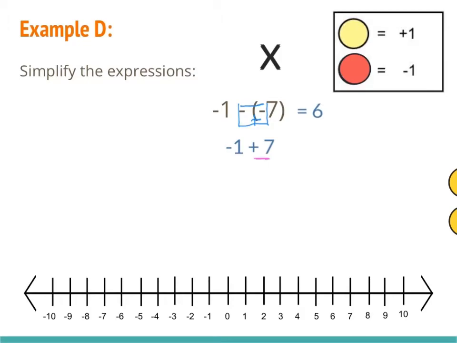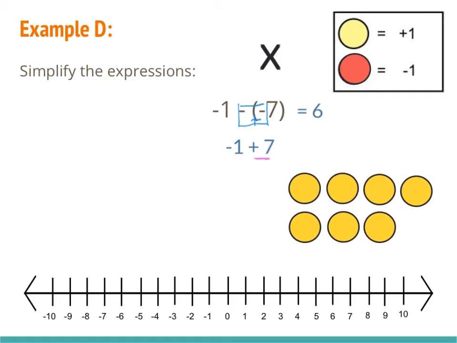But let's check the counter model just to make sure. So on one side, I should have positive 7. On the other side, I should have -1. I'm going to cancel out using my counter model. And look, I have positive 6 left over. So yes, using my counter model proves that this method without using counters works. And that's good because I don't want to be carrying around a pocket full of counters all the time or drawing circles all over my page just to figure out integer problems. Let's go ahead and take a look at the next one.